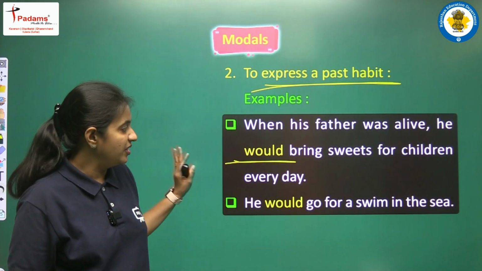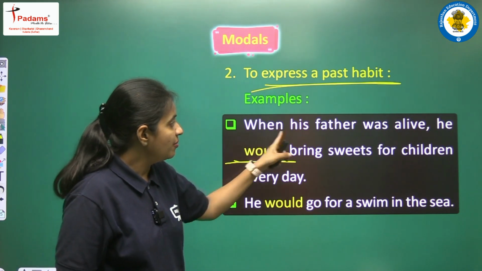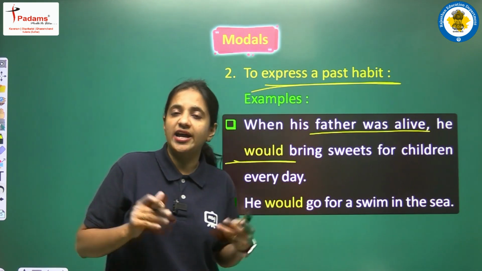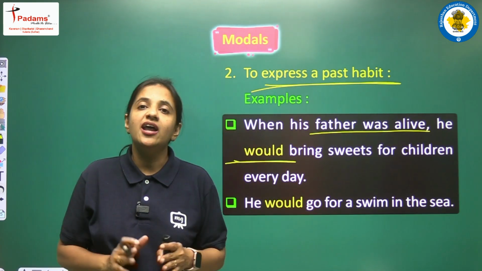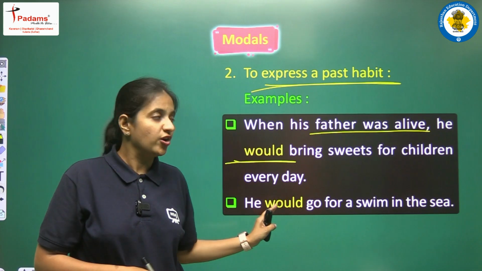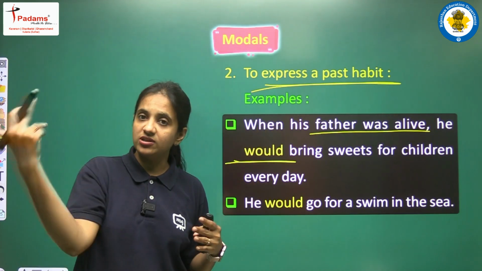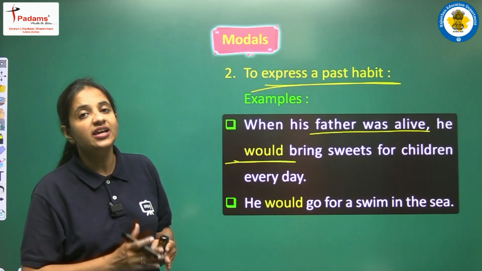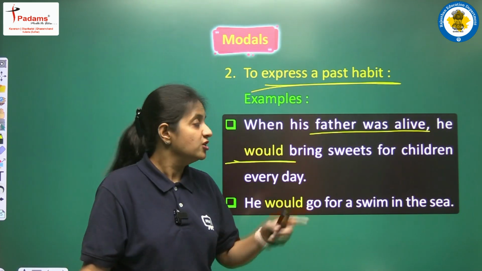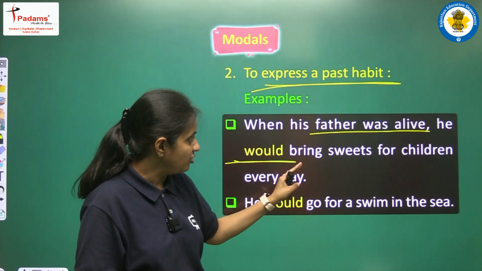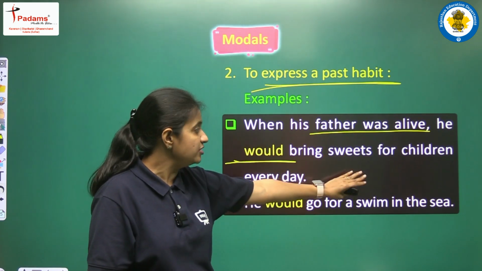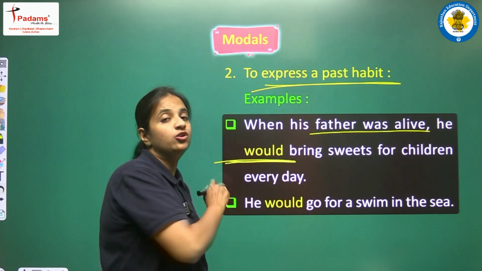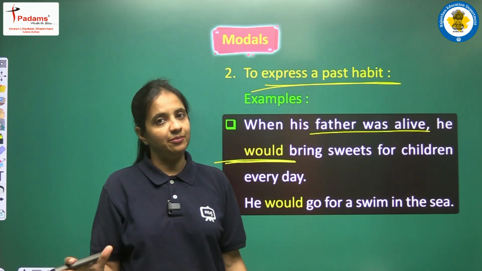In this sentence, we are talking about someone's father who is there no more. Right now he is dead, but we are talking about the time when he was alive. It means we are talking about past time here, and we are showing one of his past habits. What was his habit? His habit was that he would bring sweets for children every day. In this manner we can use would to show someone's past habit.